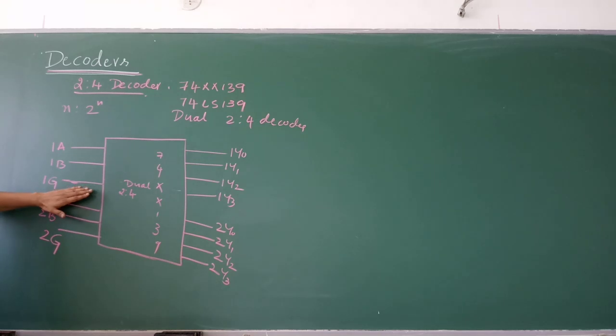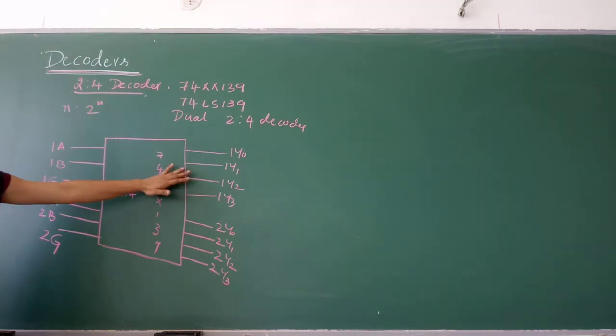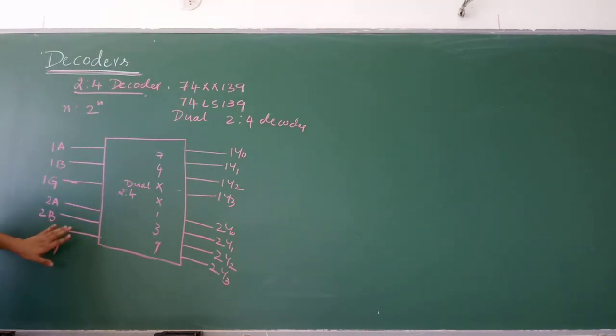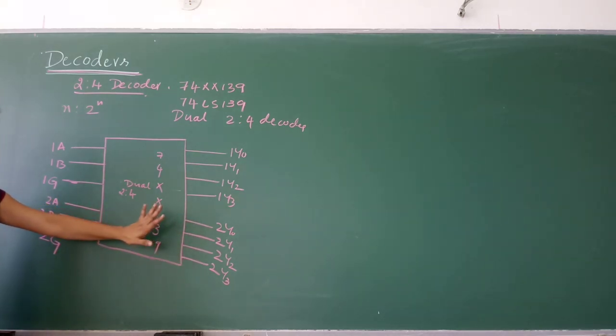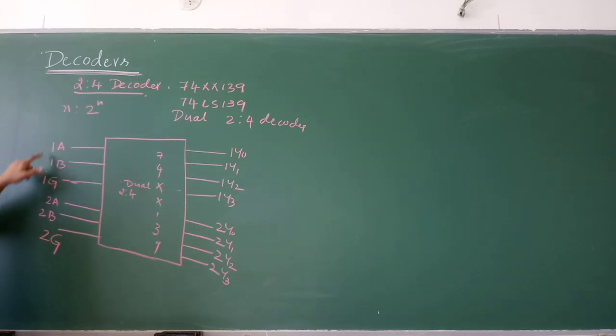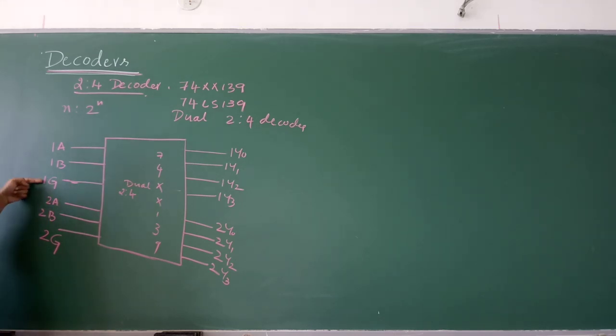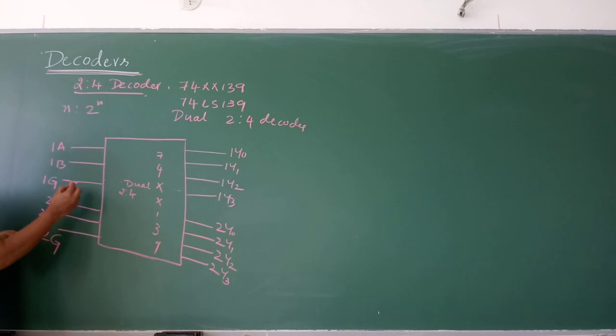Only if the proper signal is given at 1G, then only 1A, 1B will be decoded. Otherwise, no. Similarly, when the proper signal is given to 2G, only then 2A, 2B will be decoded into outputs. Otherwise, no. So this is the enable input for the first decoder, and this is the enable input for the second decoder. And the very important concept here is that 1G and 2G are active low signals.